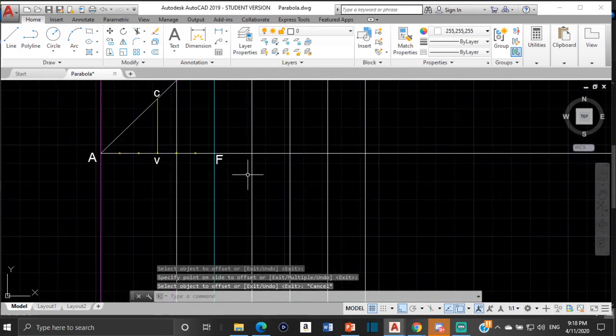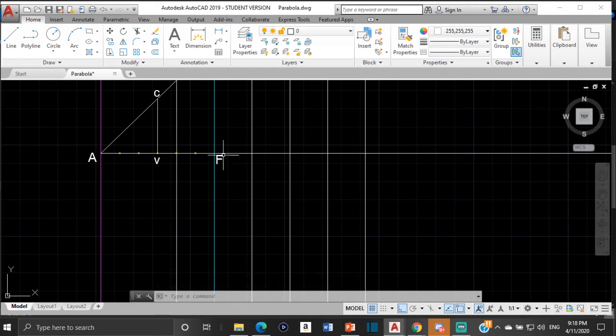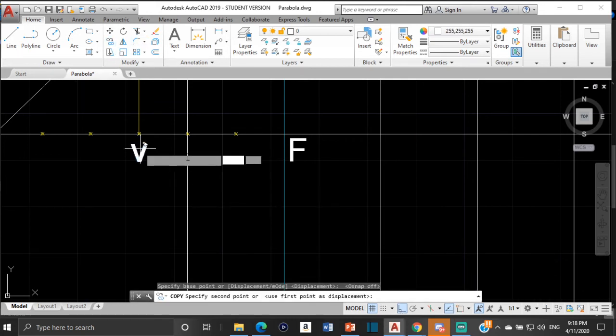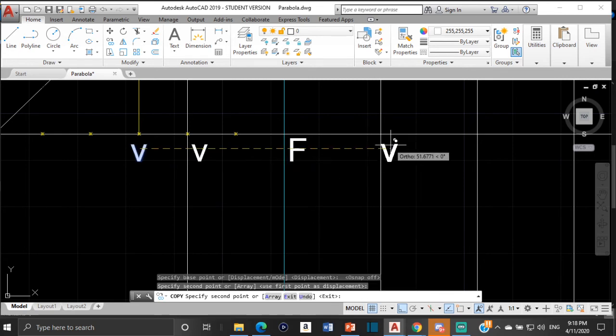Now I'm going to number these lines. So this line here is 1. F, which is the focus, is also our next point, so F and 2 would be the same point. I'm just going to leave it as F, and then this will be 3, 4, 5, and 6. All right, so let me label these. We'll just copy this. I'm going to turn off object snap because I don't want this to be snapping to the lines.